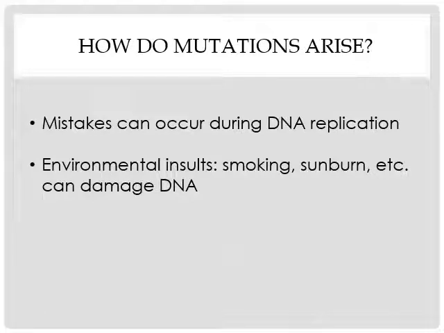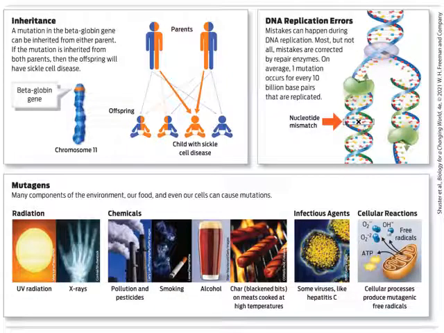Okay, so again, these mutations can arise. They can occur during DNA replication. They can also happen because of different environmental insults. The other way that they can happen, obviously, is inheritance. You could inherit this from mom or dad, and that's the case that we see with sickle cell anemia, right? We have a mutation in the beta globin gene, and that can be inherited from either parent. And if it's inherited from both of them, then you're going to have sickle cell disease, okay?